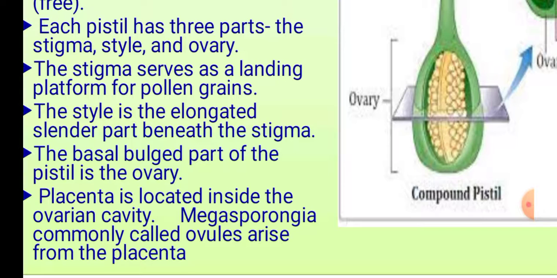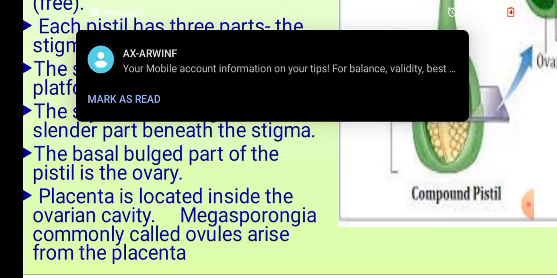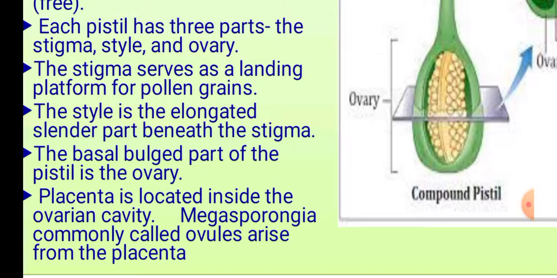Placenta is located inside the ovarian cavity. Inside the ovarian cavity, you've seen the placenta. Megasporangia, commonly called ovules, arise from the placenta.